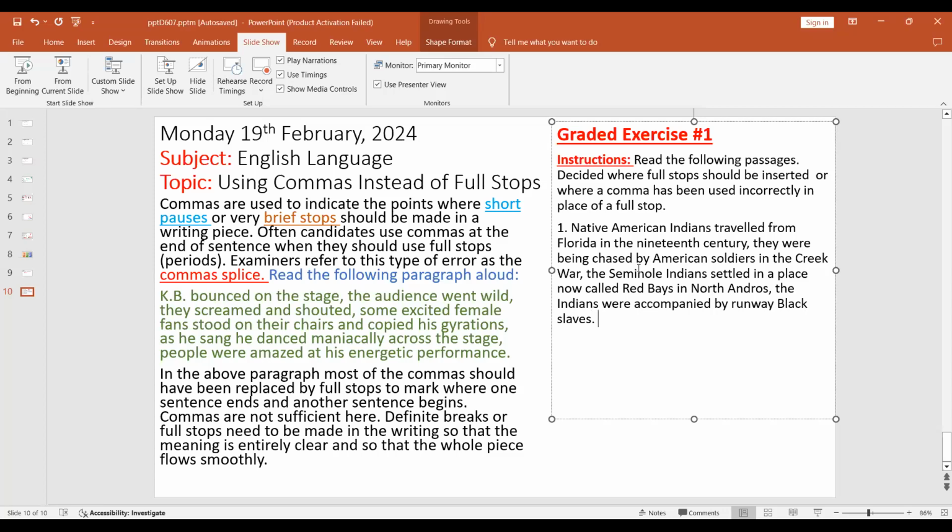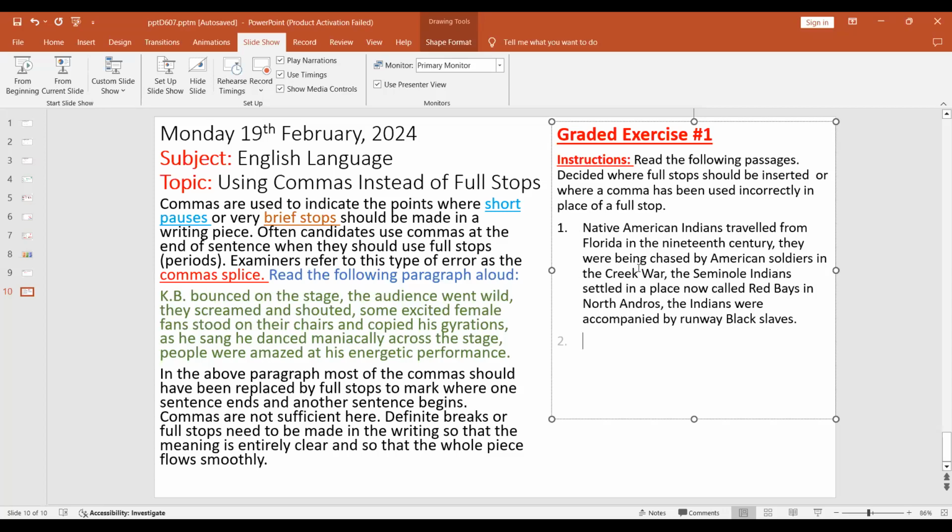All right, so write down the corrected version of this paragraph. Native American Indians traveled from Florida in the 19th century. They were being chased by American soldiers in the Creek War. The Seminole Indians settled in a place now called Red Bays in North Andros. The Indians were accompanied by runaway black slaves. So write down the correct version of that, how it's supposed to be.